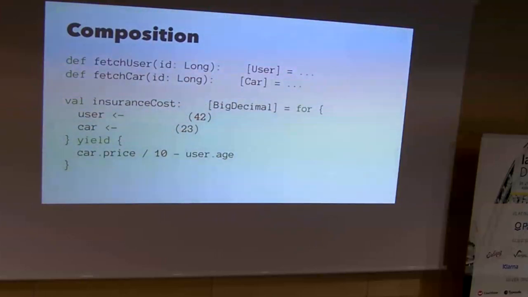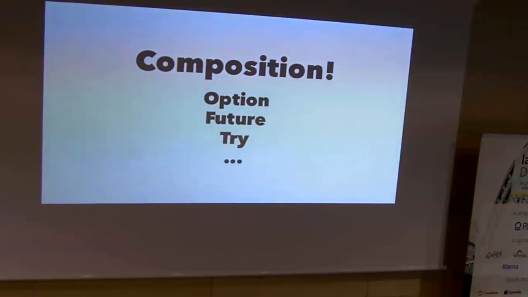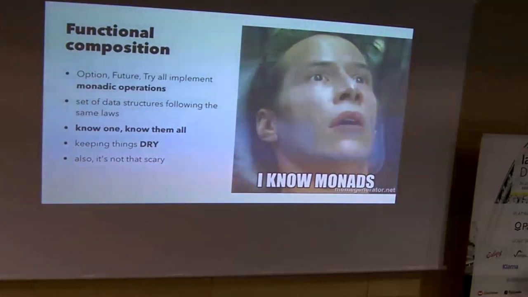Option, which is a type in Scala that says there is something here or there is nothing. Future, which means there is eventually maybe going to be something in the future. And Try, which is a way to catch exceptions on the fly. And what this is good for, this functional composition, is that these data structures implement monadic operations.